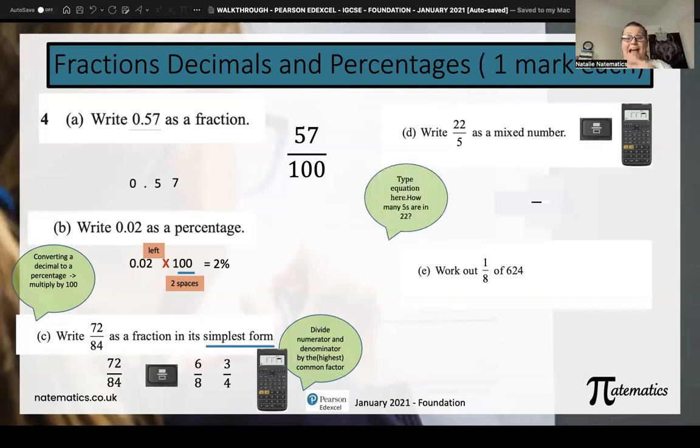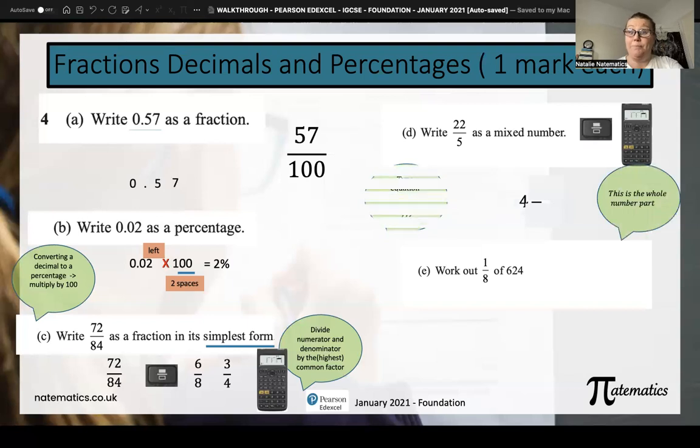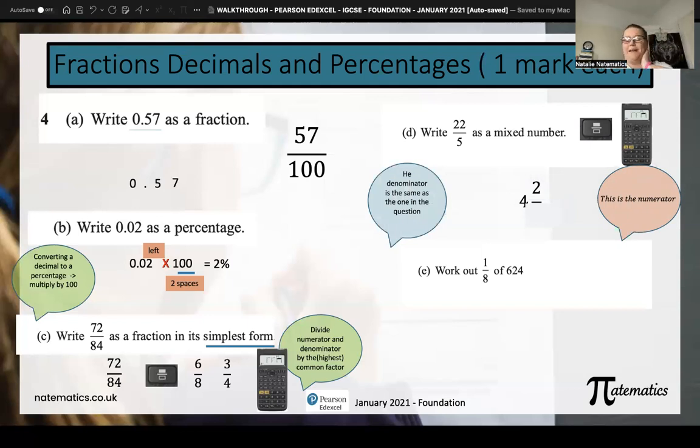However, actually how we do it is, how many 5s are there in 22? That's your whole number part. So it's 4. The next thing is, what is the remainder? The remainder was 2. That goes as your numerator. What is the denominator on the question? There's a cute little spelling error there, actually, the denominator. I remember doing this last week in a cafe. Clearly I didn't go back and finish it off. The denominator is the same as the one in the question, which is 5.